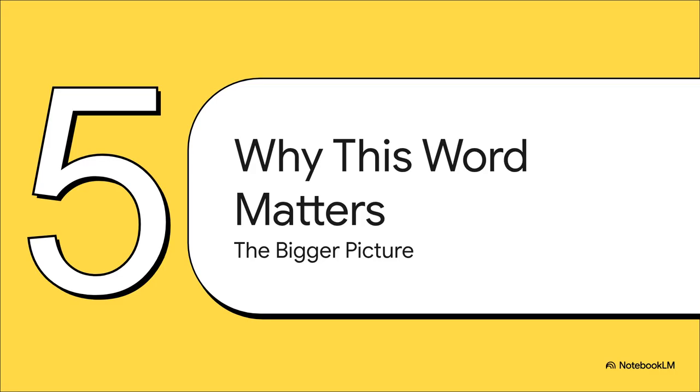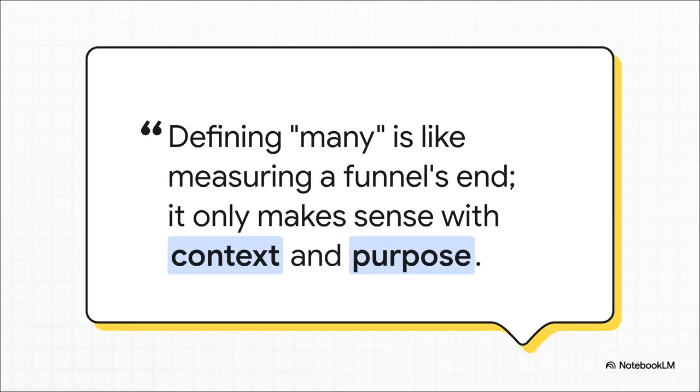Okay, so we've gone through some pretty complex theories here, which brings us to our final section, why this word matters. What's the big takeaway from this whole deep dive into one tiny word? I love this funnel analogy. It just captures the whole thing perfectly. Trying to define many with a single number is like trying to measure the big end of a funnel. The answer only makes sense if you know where you're measuring and what you're trying to do. And that's the core lesson here. Meaning isn't some fixed point. It's a relationship between the word, the context, and the purpose.